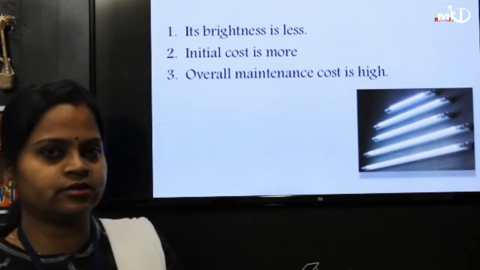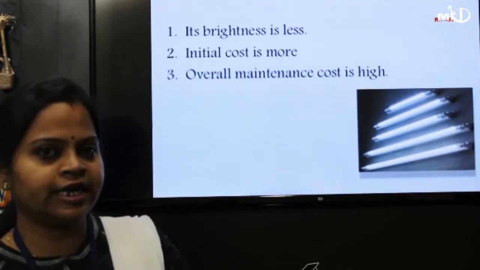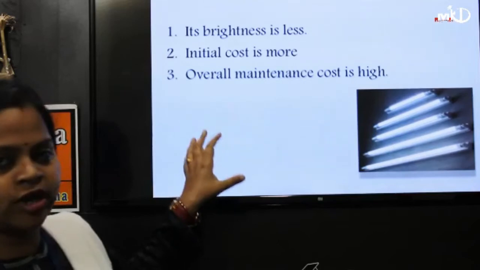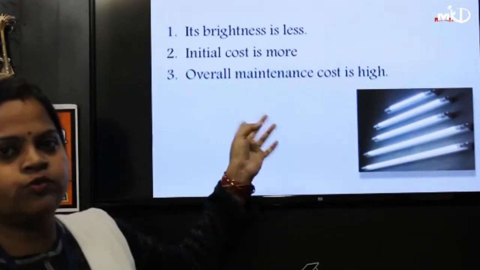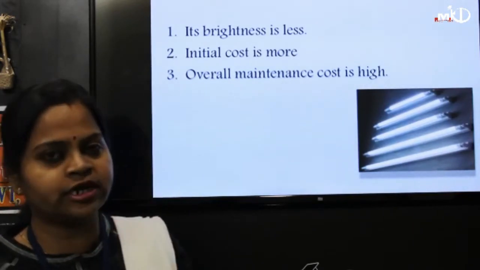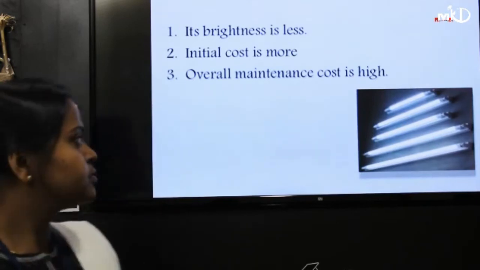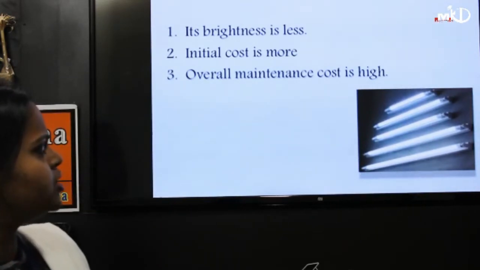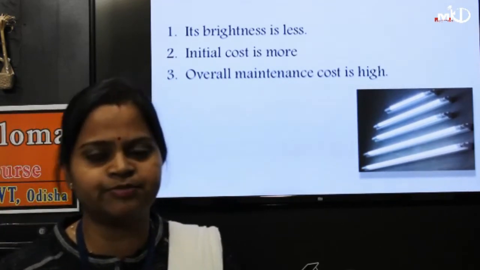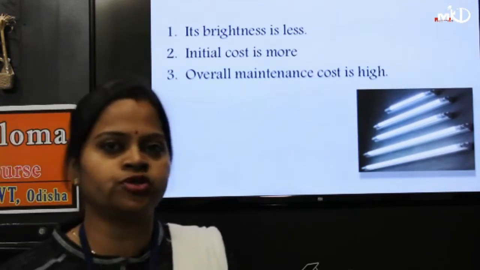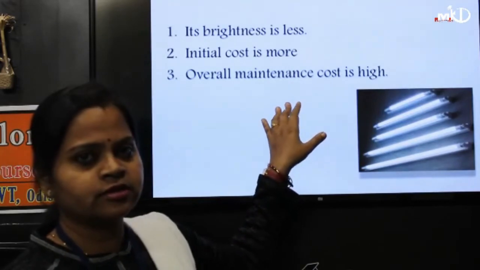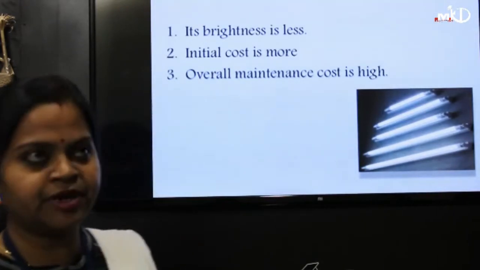But if we go for the demerits of this, its brightness is less. Obviously its brightness, as compared to an electric bulb, should be less. Initial cost is more. Here also what we are using: one choke, one starter, two filaments and capacitors. So obviously the cost of this fluorescent lamp must be high. Then overall maintenance cost is high. If your tube light is not starting, we will go through the choke and the starter, and we have to change them. So obviously maintenance cost must be high as compared to incandescent or filament lamps.